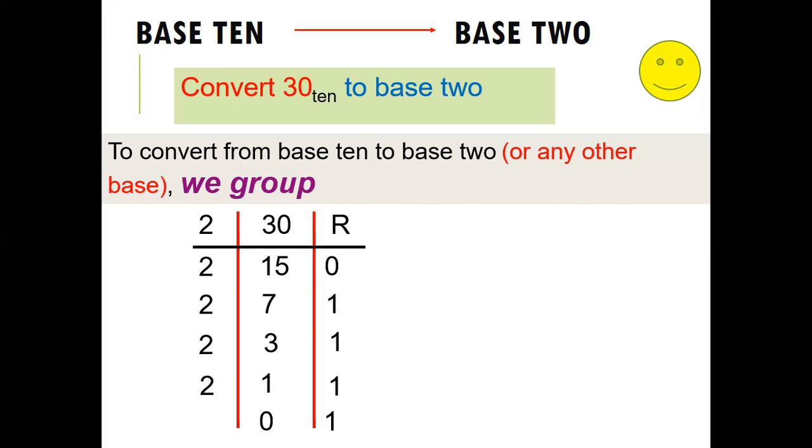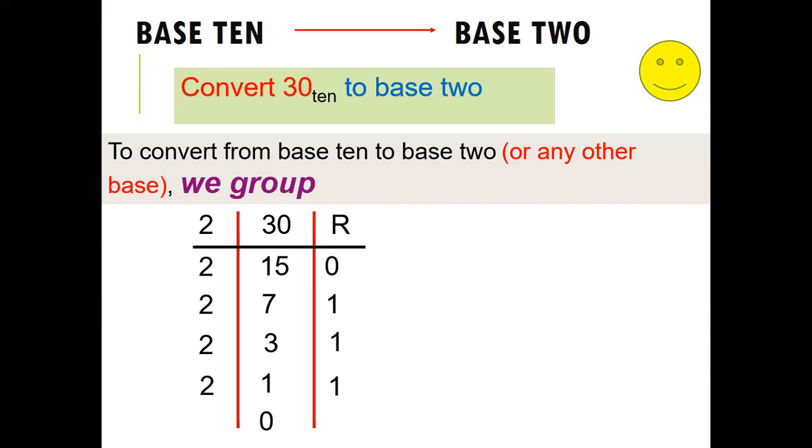So now you've laid out your work, you've grouped each number in 2s, you've divided with 2, and then you've also been able to lay out each remainder that you obtained. Now, the next step is this very important step.